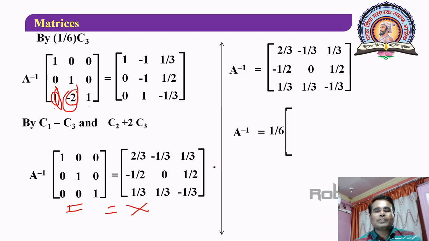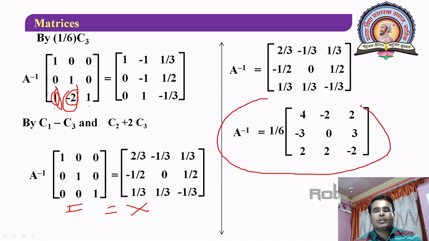You can take 1 by 6 common outside, so that you will get 4, minus 3, 2 as the first column, minus 2, 0, 2 as the second column, and 2, 3, minus 2 as the third column. If you want to check whether this answer is correct or not, just use the relation A into A inverse is equal to I, or A inverse into A equal to I. That will clarify whether your determination is correct or not. Whatever answer you have got, you can check whether it is correct or not just by definition. Is that clear?